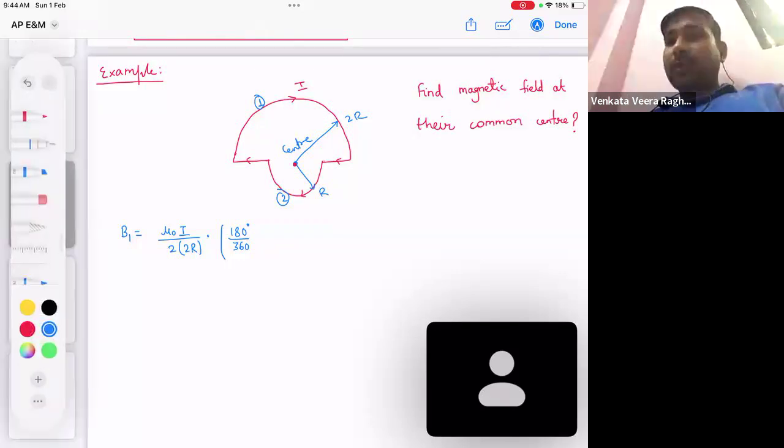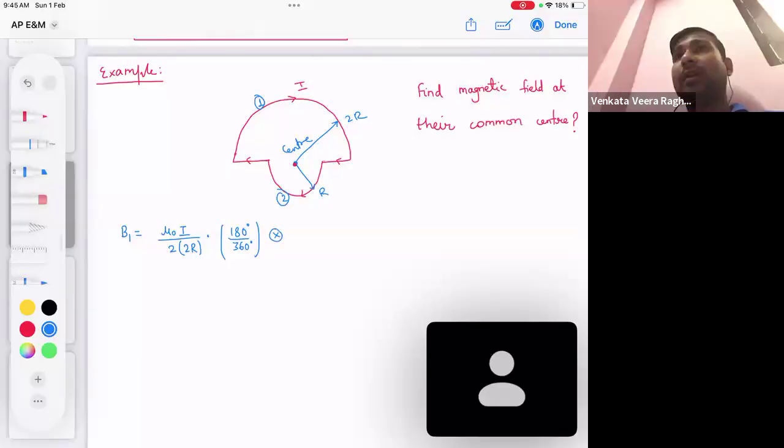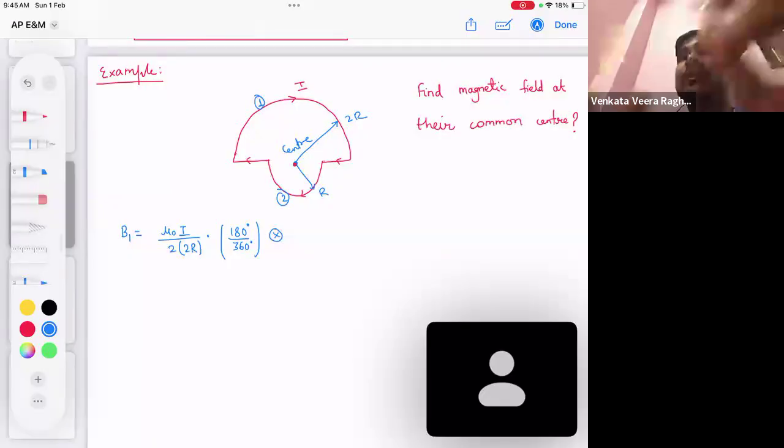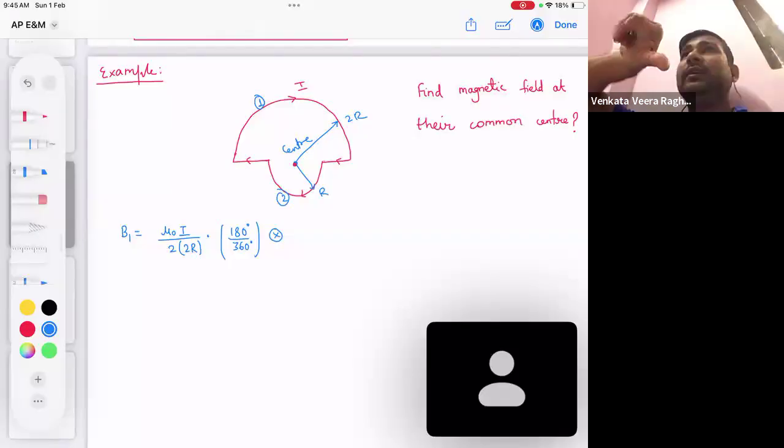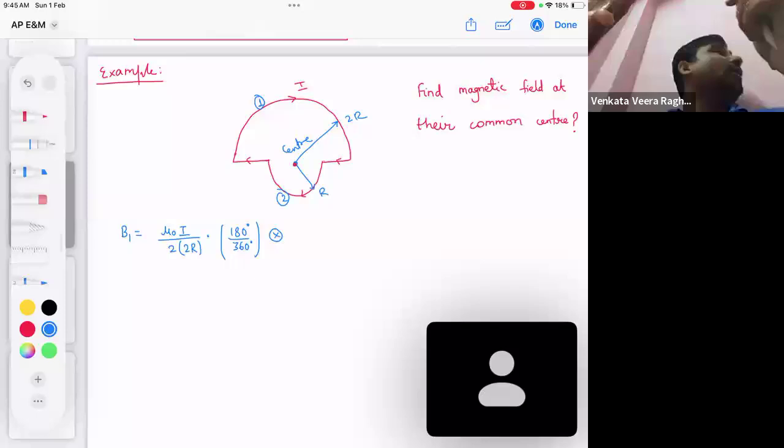Then the magnetic field due to part 1, what is the direction coming? Keep the thumb in the direction of current and fingers where you want to calculate. Then the palm is facing into the plane. There is another way to find the magnetic field direction. Curl your fingers in the direction of current. Then the thumb will point towards the direction of the magnetic field. So that is also one way.